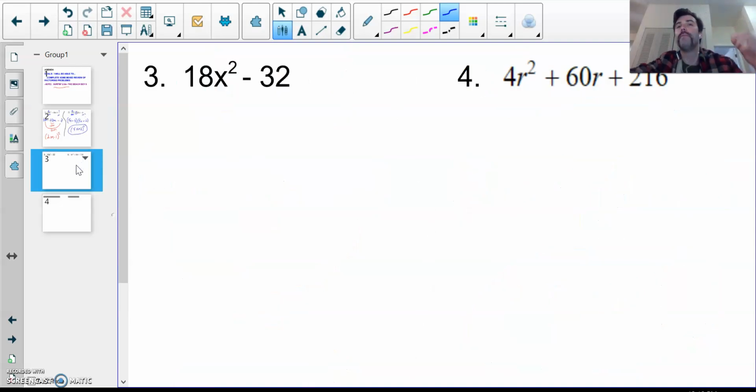Next one. Remember, in all of these problems, the first question you want to ask yourself is, is there a greatest common factor? So I want to look at number 3 and think to myself, is there a greatest common factor in number 3? Well, yes, there is.